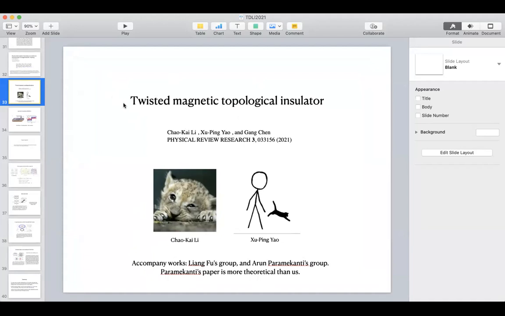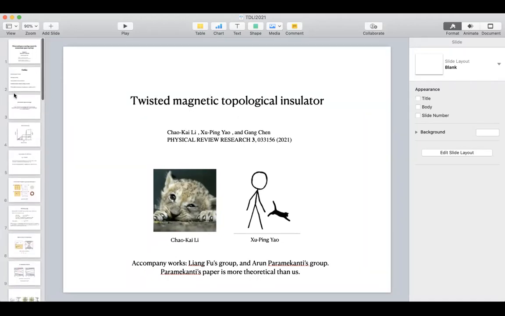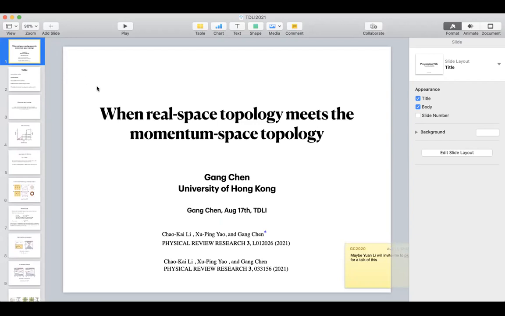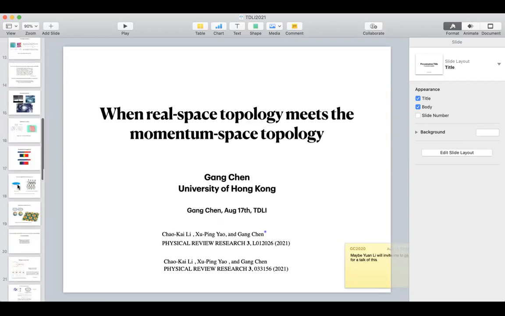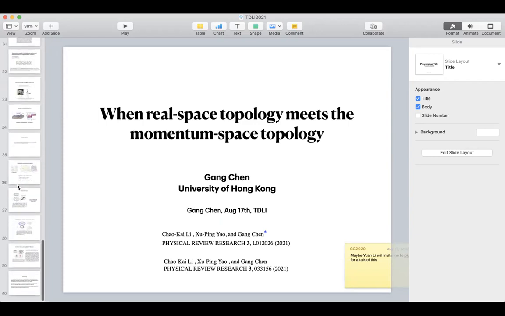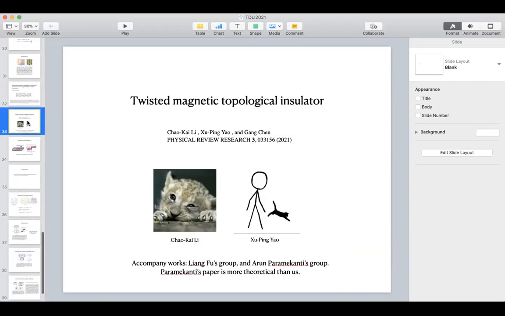This research belongs to a much broader topic, which I call when real space topology meets momentum space topology. The twisted magnetic topological insulator is an example to illustrate the situation when the real space topology, Berry curvature, meets with the momentum space topology.